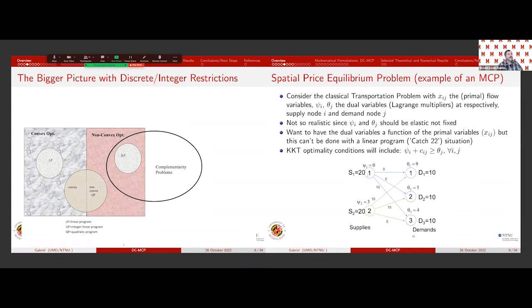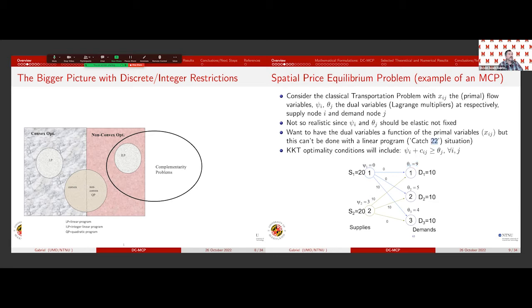But essentially, the primal variables are trying to look at the flows, which minimize the costs. And then the dual variables, the dual to the transportation problem, are these prices at each of the nodes. So either supply prices or demand prices, also called Lagrange multipliers, right? And what you'd like is to have these supply prices, for example, not just be fixed numbers, but to be responding to the flows. So they should be elastic, not fixed. And the same thing for the demand. The demand is not constant, it's a function of the prices.